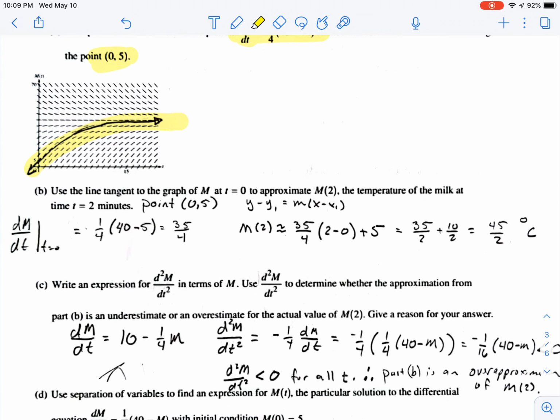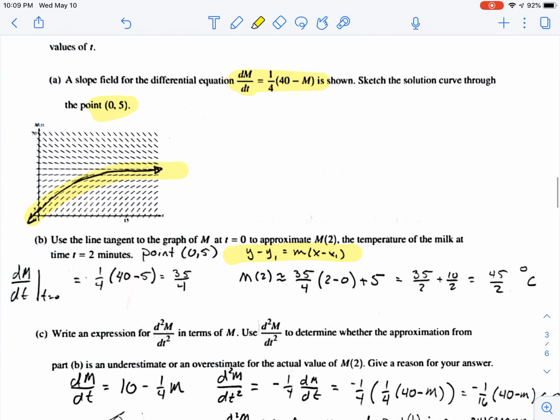Second one, come up with a tangent line. If we're doing a tangent line, we're going to start with our point slope. Use that. It gave us the point already. Our slope is going to be what happens when we plug into that differential equation. And so we do that. We end up plugging in 5 into our differential equation. We end up getting 35 over 4. We plug into our point slope formula, plug in 2 in for x, and we end up finding out that it's going to be about 45 over 2 degrees Celsius.